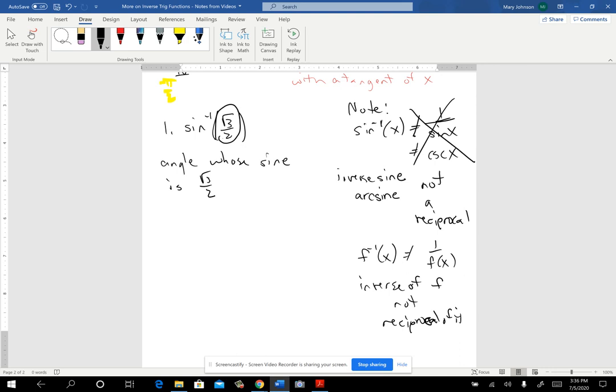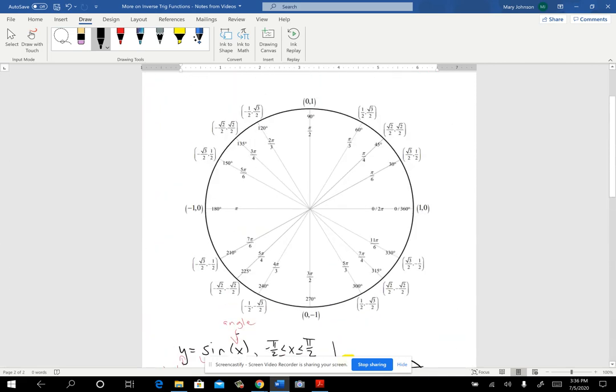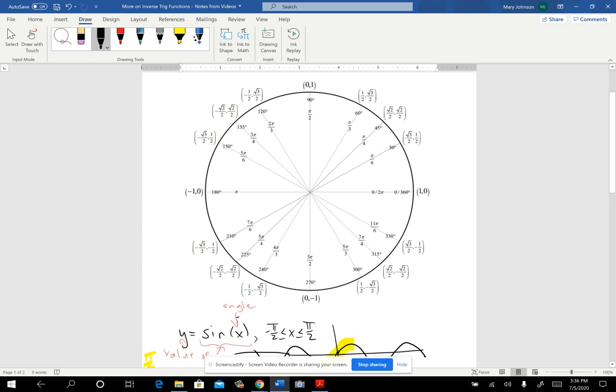You can use your unit circle to help you with this, but we're looking for an angle whose sine is square root of 3 over 2, and the angle we want to think about has to be between negative pi over 2 and pi over 2. So that's got to come into play. So that's when you go to your unit circle. We're talking about sine, so that means we want a y coordinate to be square root of 3 over 2, and we want to be looking somewhere in here, and there's only one.